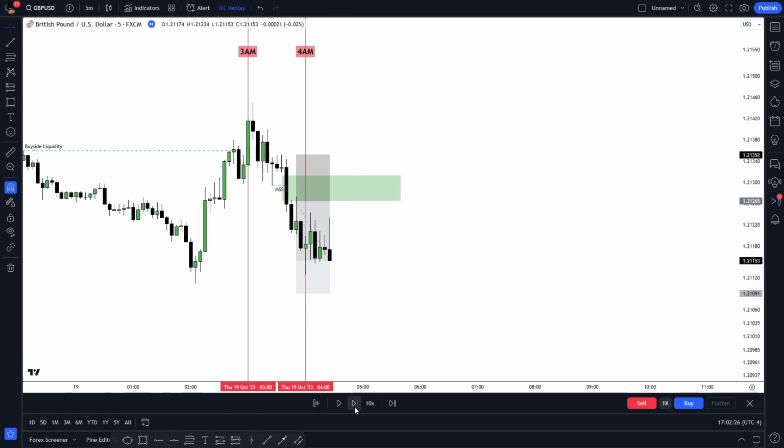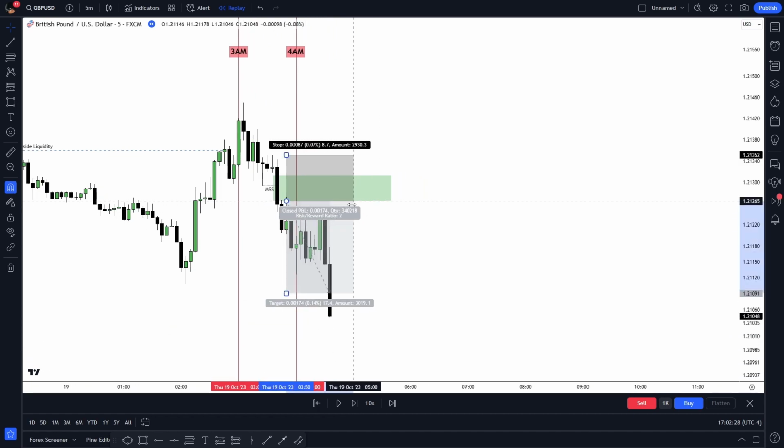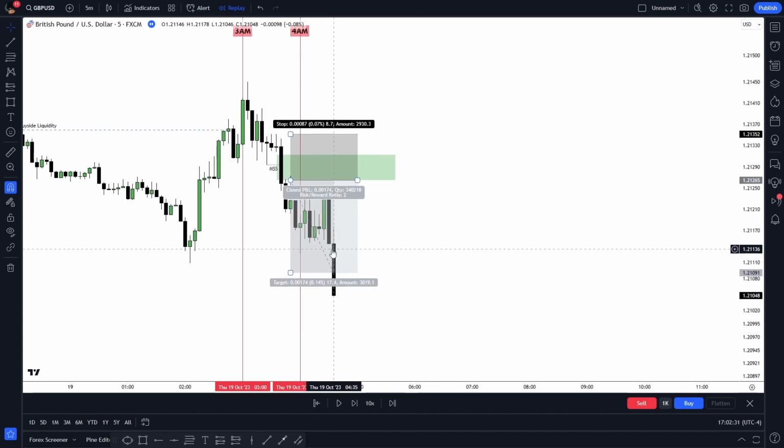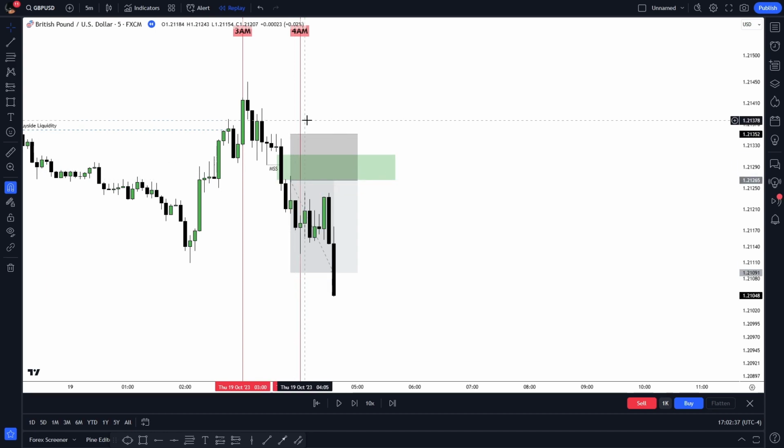And then, as you can see, we hit TP, but notice how we hit TP at 4:35. That is fine because our entry was before 4 a.m., right? Our entry was at 3:50, which is fine. Let's look at another example.